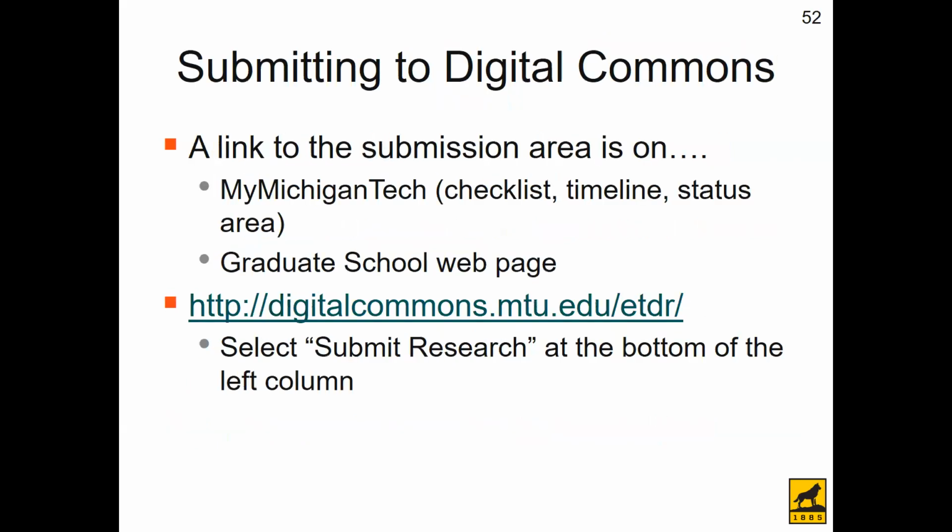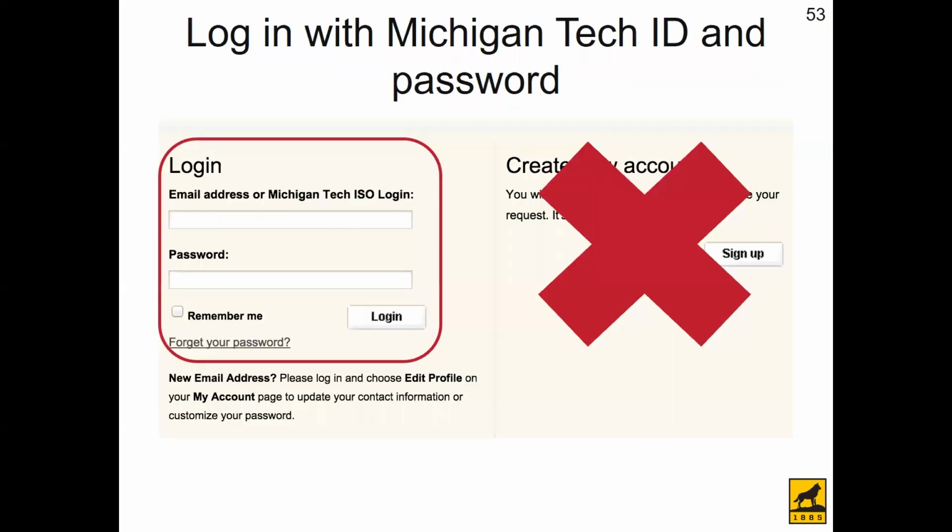Submitting to Digital Commons, there's a submission link on My Michigan Tech and on our website. That's the link there. If you go to the link and select Submit Research, that'll get you there. On the left-hand side, there's a nice login area. You're going to log in with your ISO credentials, so you don't need to create another account or do anything special for this site. So don't create an account, just use your ISO credentials.